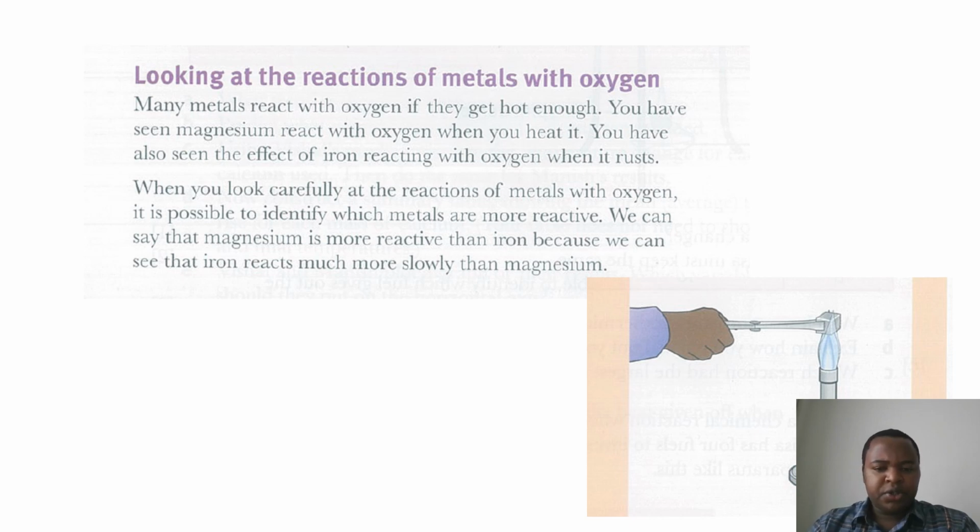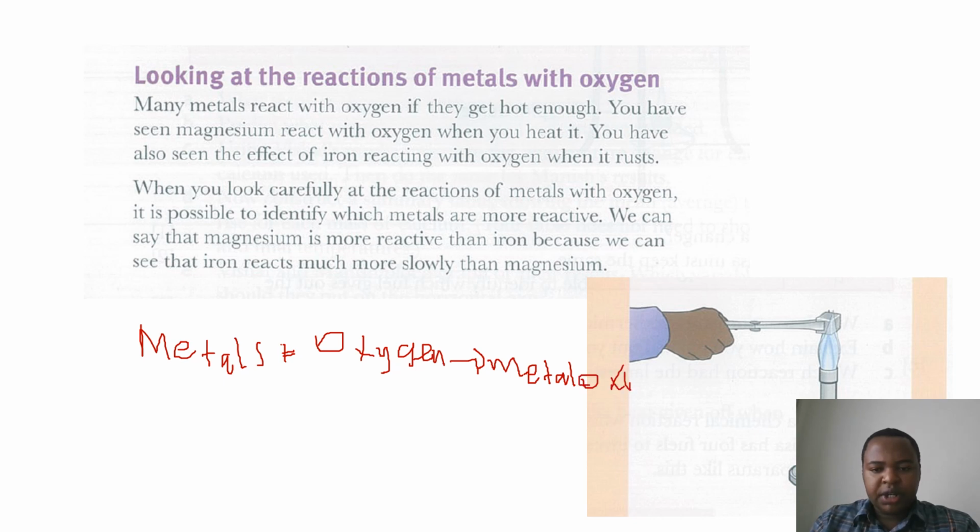We had already talked about this. I'm going to annotate on the slide. When metals react with oxygen, we get what we call a metal oxide. This is what we get when metals react with oxygen. Now, the example on the slide here is magnesium.